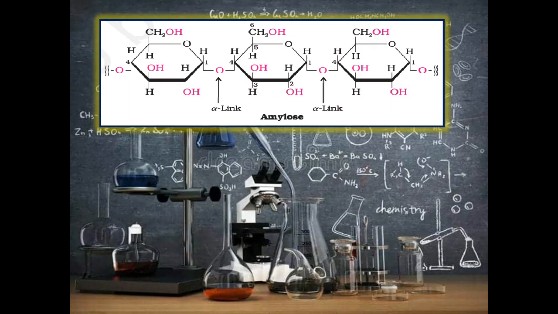We'll see the structure of amylose first. So this is the amylose structure. In this structure you can see 3 alpha D plus glucose units which are held together by a glycosidic linkage.